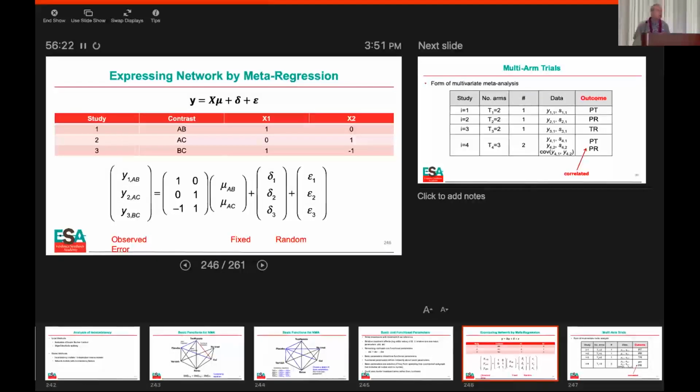You can express a network in some cases by a meta-regression. So for example, let's say we had 3 studies. Study 1 compared A with B, study 2 compared A with C, study 3 compared B with C. We could set up 2 dummy variables, one of which represents the AB comparison, one of which represents the AC comparison. And the third study, which is BC, well, BC is equal to AB minus AC. And so therefore, the AB parameter x1 gets a 1, and the AC parameter x2 gets a -1. And so now we just model this as 3 observations with this design matrix, these parameters, and then you can put in random effects if you want, and model that by a generalized linear mixed model.